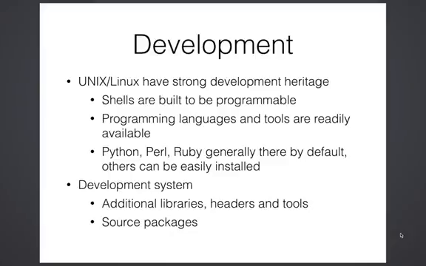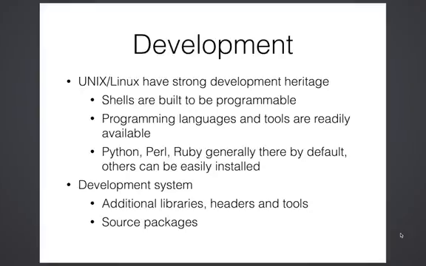And development functions. Of course, every piece of software has to be developed, and Unix and Linux have a strong development heritage. As we talked about last week, they were designed to be multi-user, and they were written by programmers originally, for programmers. So it was from the beginning, you could get the source code, and it was built to be programmed on.